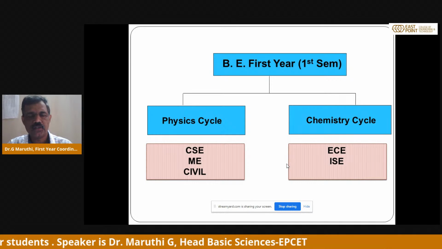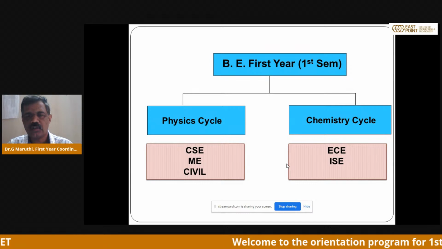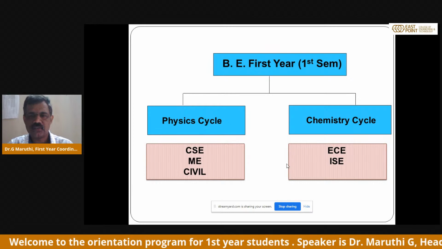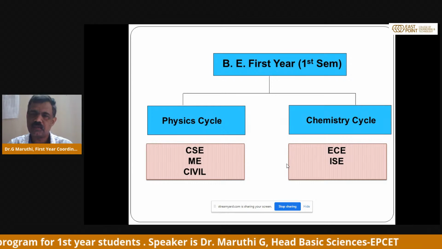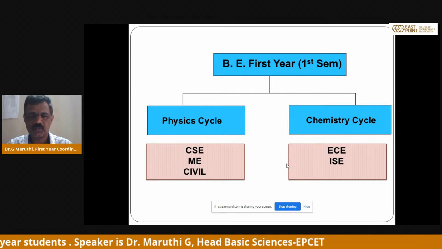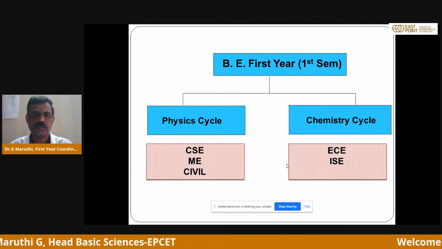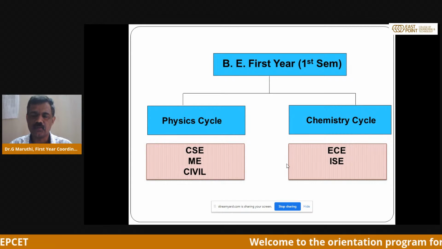Now, in our college, we are putting computer science, mechanical, and civil students in the physics cycle, and electronics, communication, and information science and engineering students in the chemistry cycle. It is only for the sake of convenience. Generally, 50% of the students will be in the physics cycle and the remaining 50% will be in the chemistry cycle. Sometimes in some colleges, ECE may be in the P cycle and computer science may be in the C cycle. You need not worry about it.